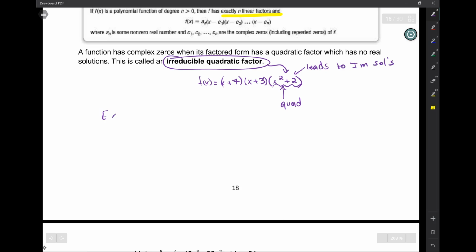So for example, a function might look like this, right? It might be degree 4, but crosses the x-axis twice. Okay? All right, so let's do this next one.